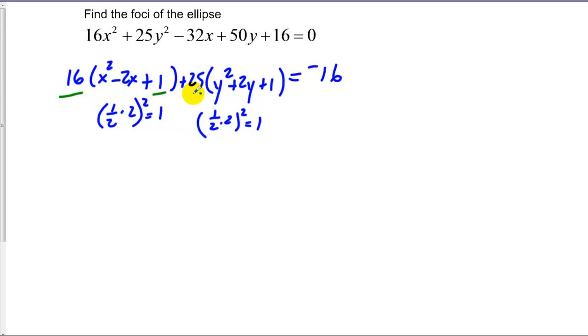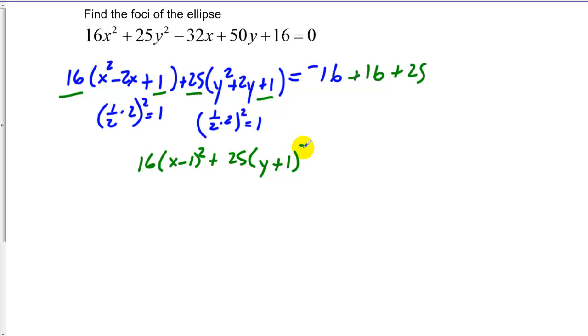It appears that we've added 1 to both sides, however we really added more than that. Because we're multiplying, I've added a multiple of 16 times 1 and 25 times 1 to both sides. So I'm going to add 16 and 25 to both sides, thus giving me 16 times x minus 1 quantity squared plus 25 times y plus 1 squared is equal to 25. So from here we're going to set it equal to 1.